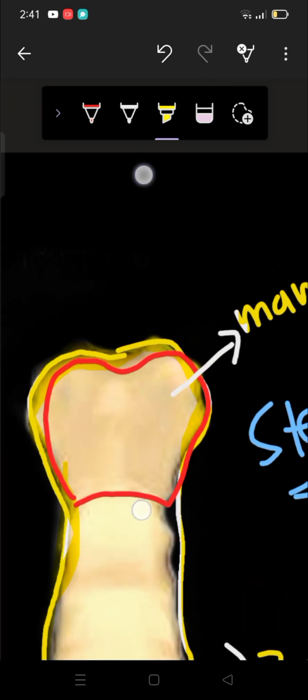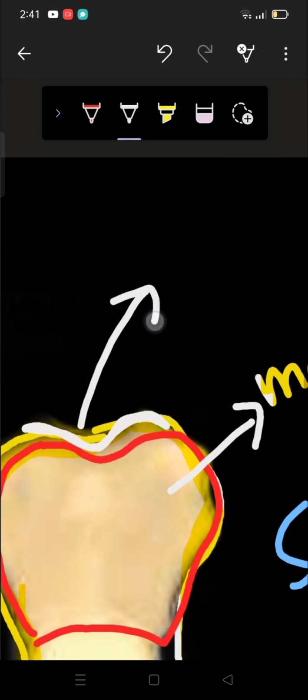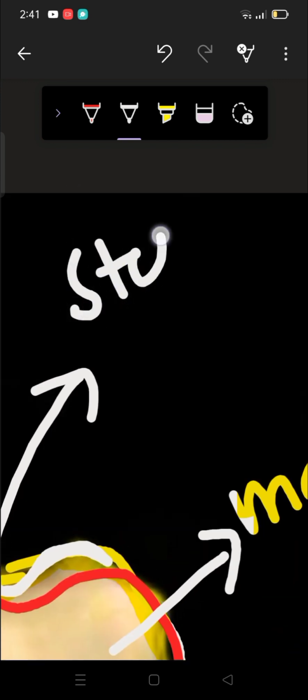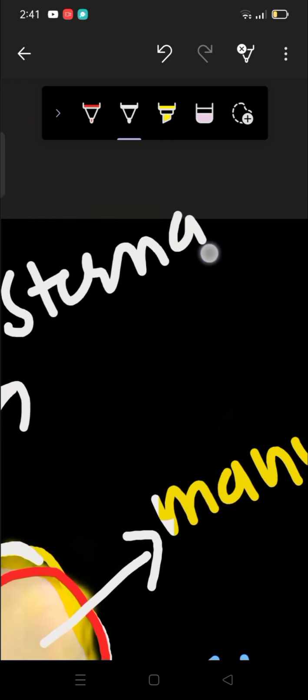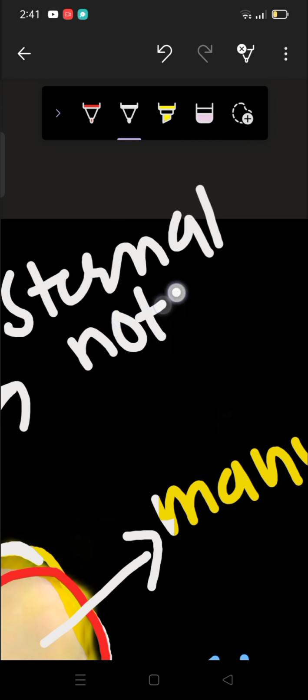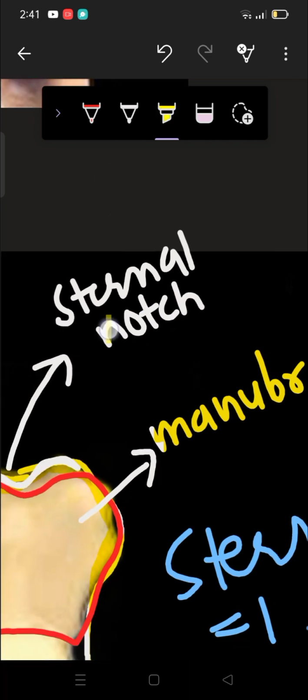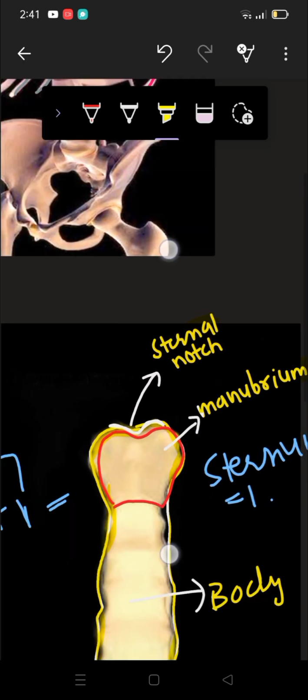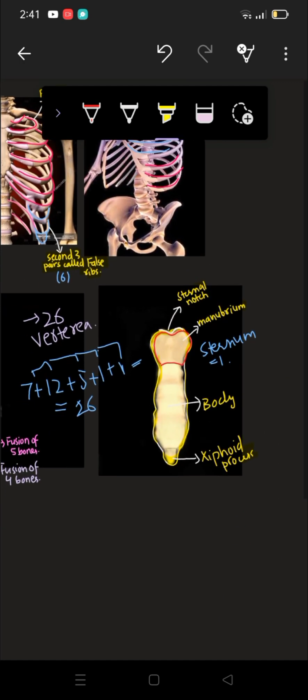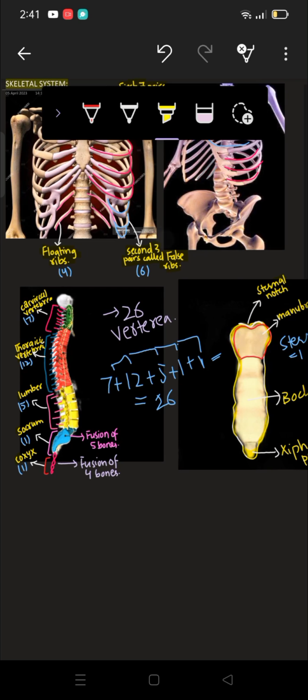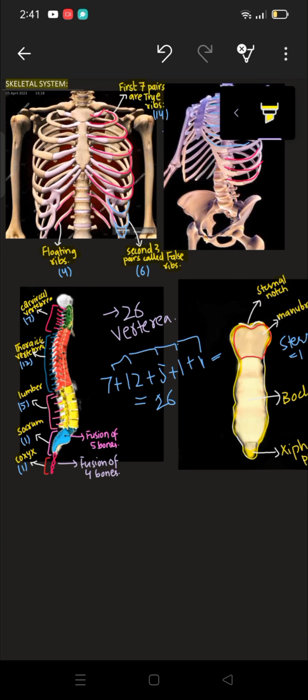Here we have one part, as you can see here, this is what we call the sternal notch. So basically this is the structure of sternum we have, and sternum is only a single bone. So here we have counted every bone of the axial skeletal system.